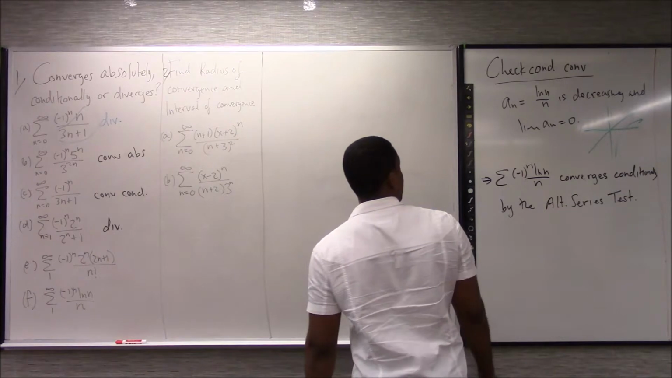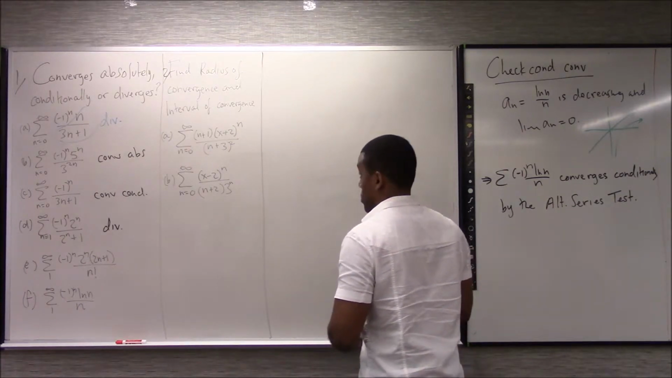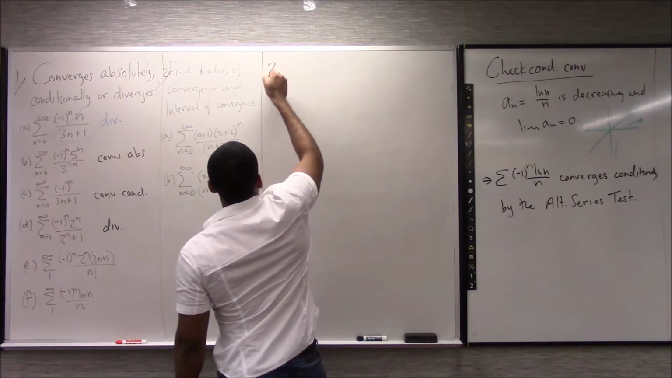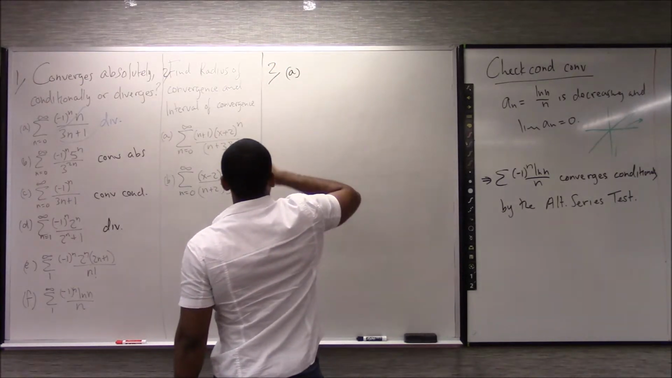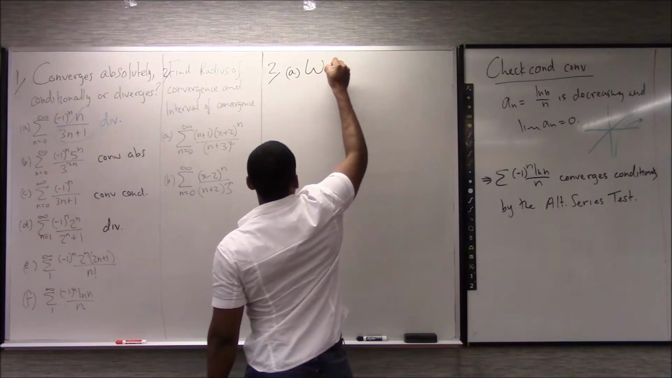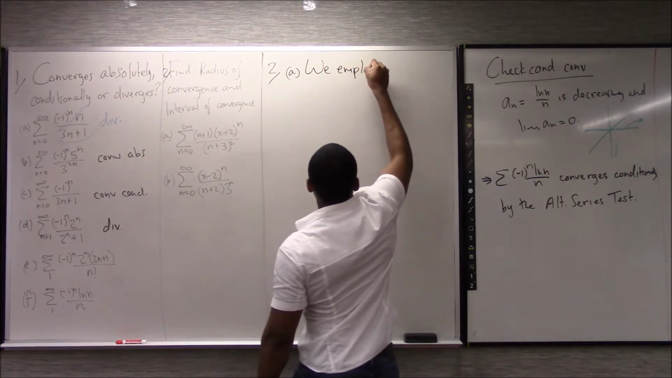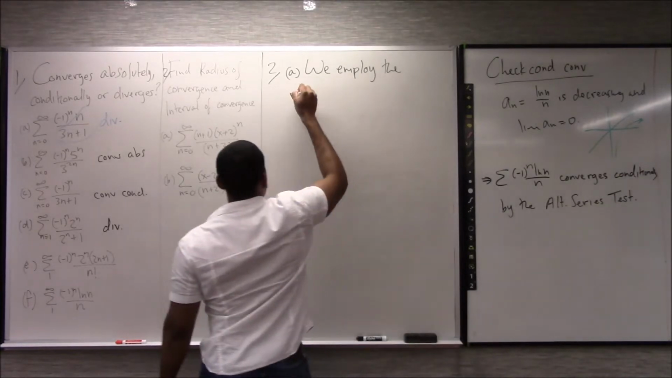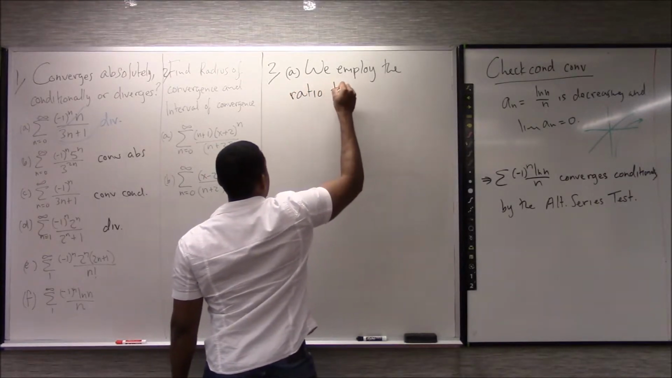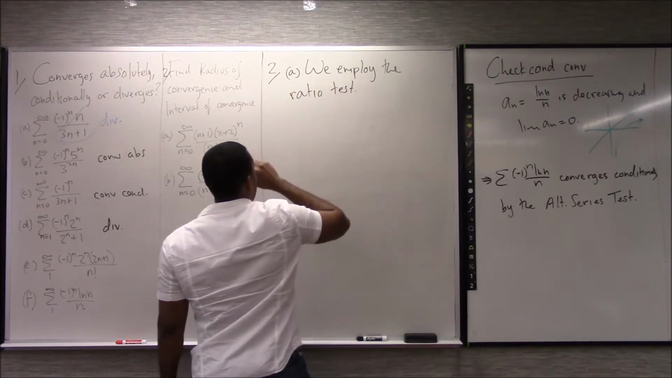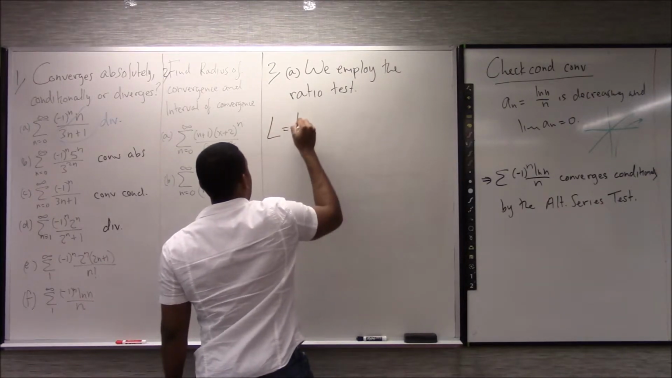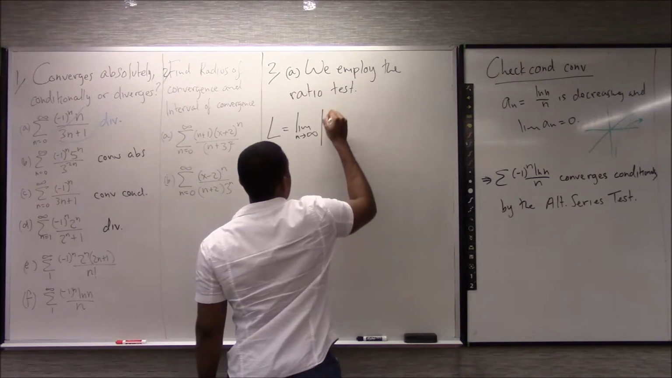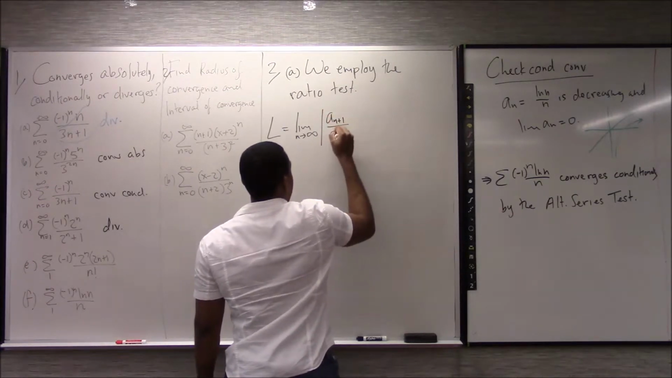So move on to these. 2, part A. Once you realize you're after an interval or radius of convergence, you're going to use the ratio test. So our L in this case is equal to the limit as n goes to infinity of a_(n+1) over a_n.